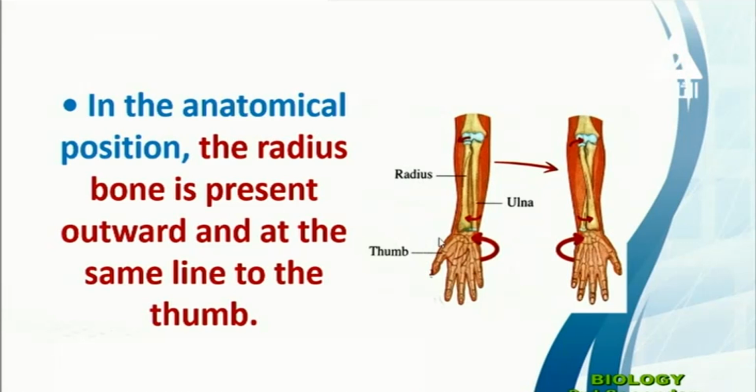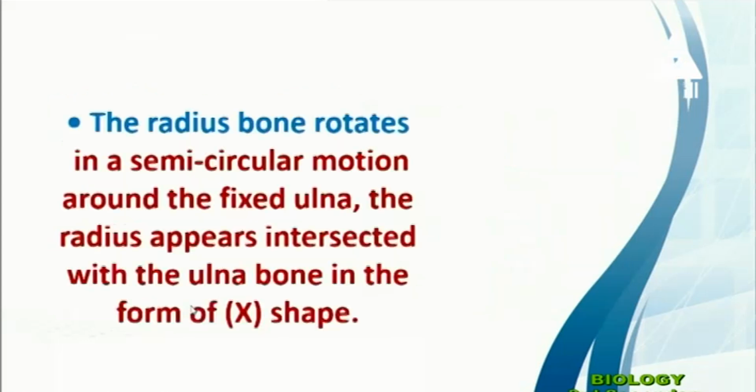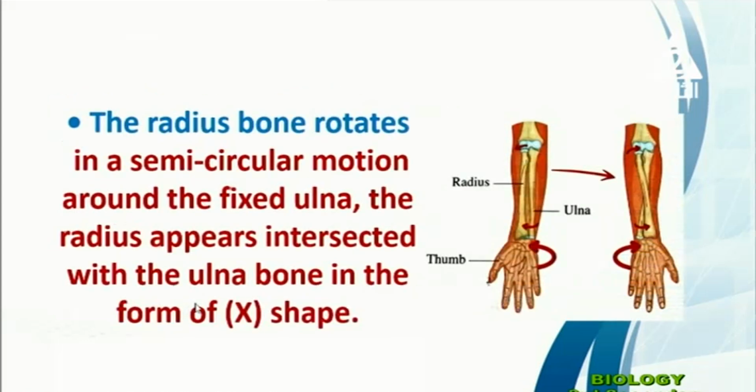The radius can rotate in a semicircular rotation around the fixed ulna, okay? The number of bones that form the elbow joint: there are 3 bones, humerus, radius, and ulna, okay?